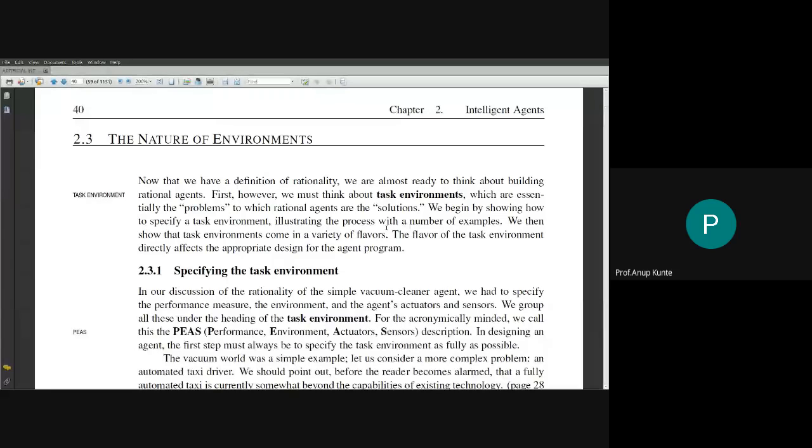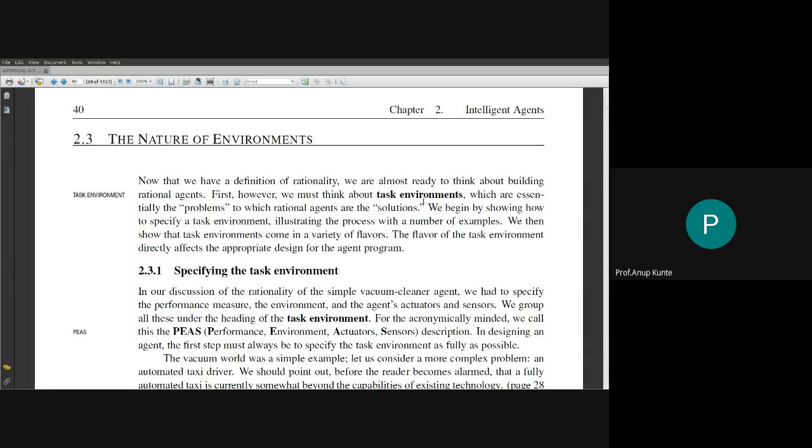So we started off the lecture by talking about in more detail what we mean by task environment. The task environment is essentially the problem to which rational agents are going to be solutions. AI problems for which the rational agents that we are representing are the solution are referred to as task environment.